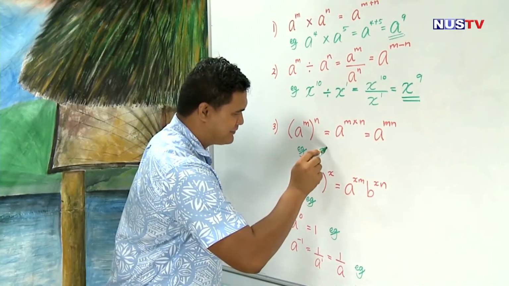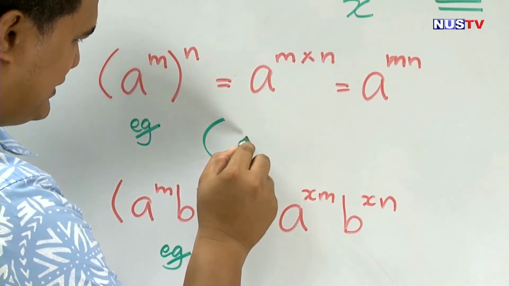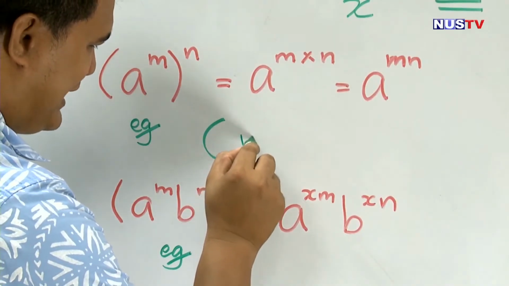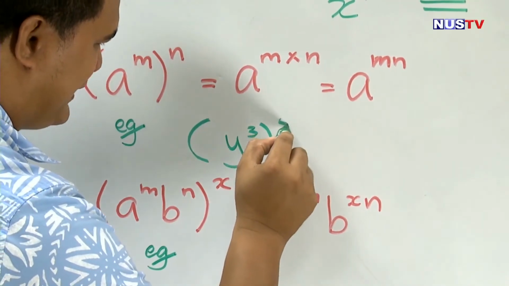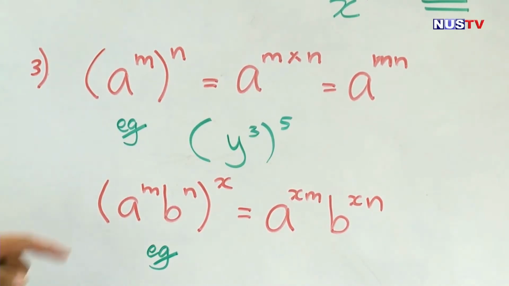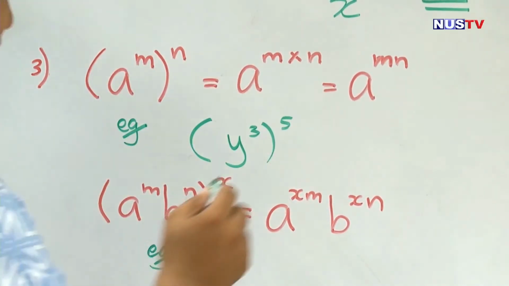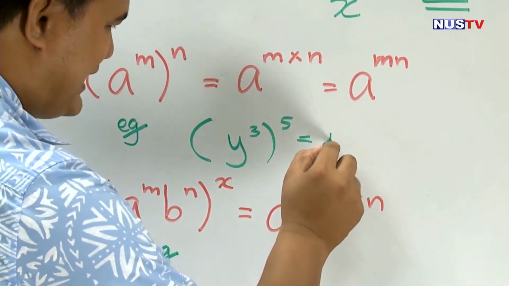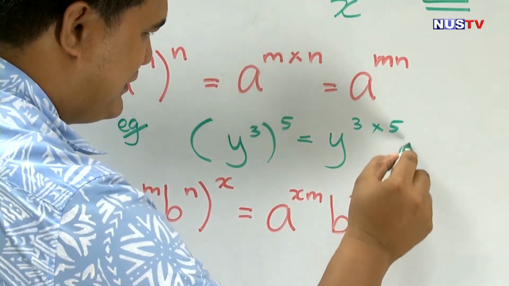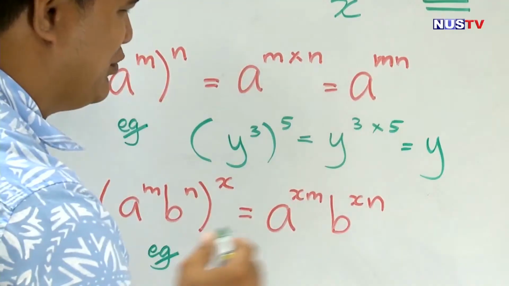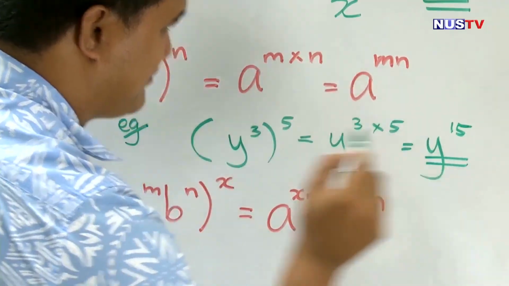Say we have, in brackets, y to the power of 3, and this is raised to the power of 5. When we have y to the power of 3 raised to another power of 5, all we have to do is multiply the power. So this is y to the power of 3 multiplied by 5, and our answer will be y to the power of 3 times 5, which is 15.